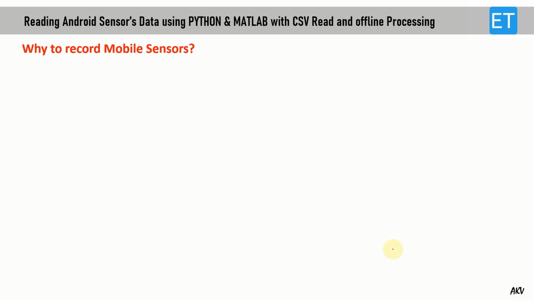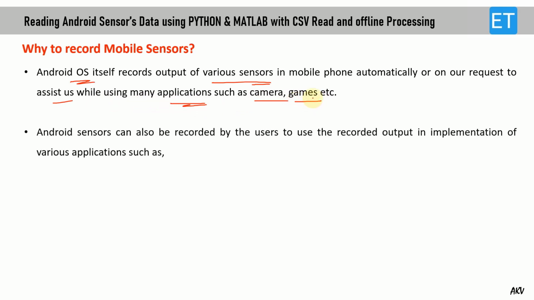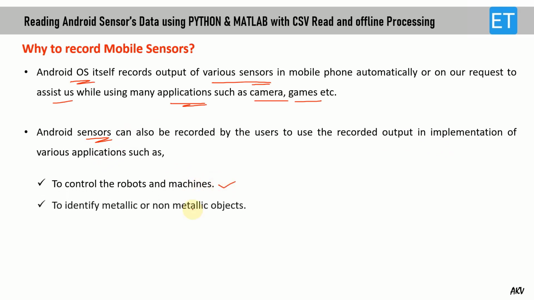So the question is, why record these mobile sensors? Because the Android operating system itself records the output of these sensors to assist us while we are using many applications such as the camera or playing some video games, etc. And we can also record the sensors for our own applications, such as implementing various projects to control robots and machines, and to identify metallic or non-metallic objects.